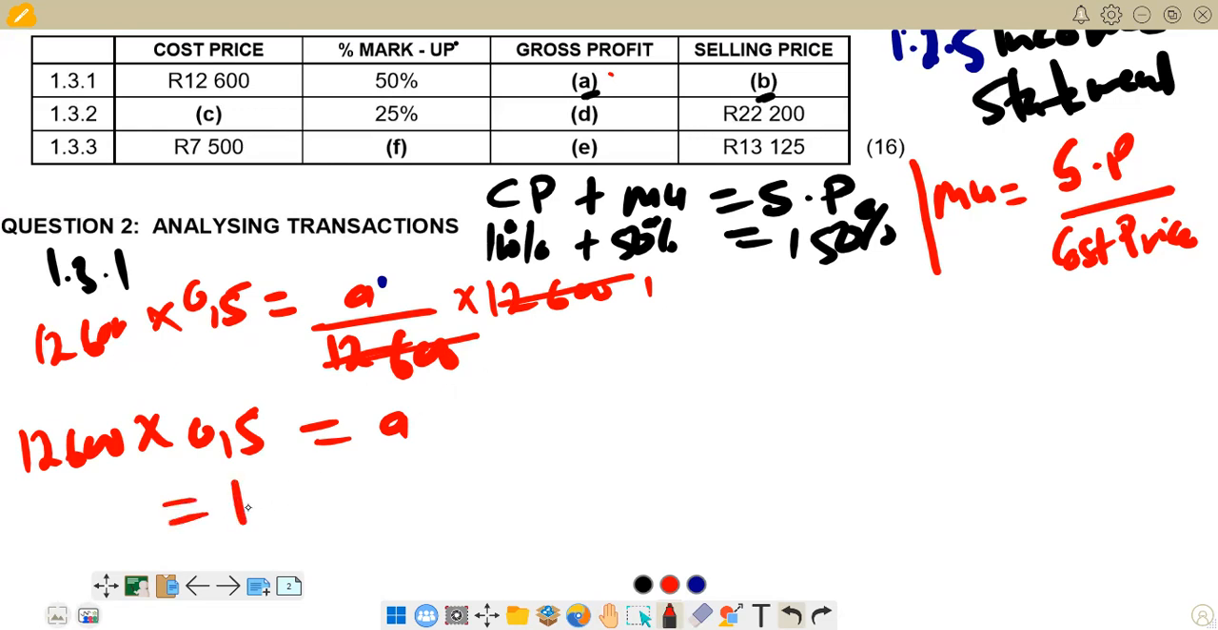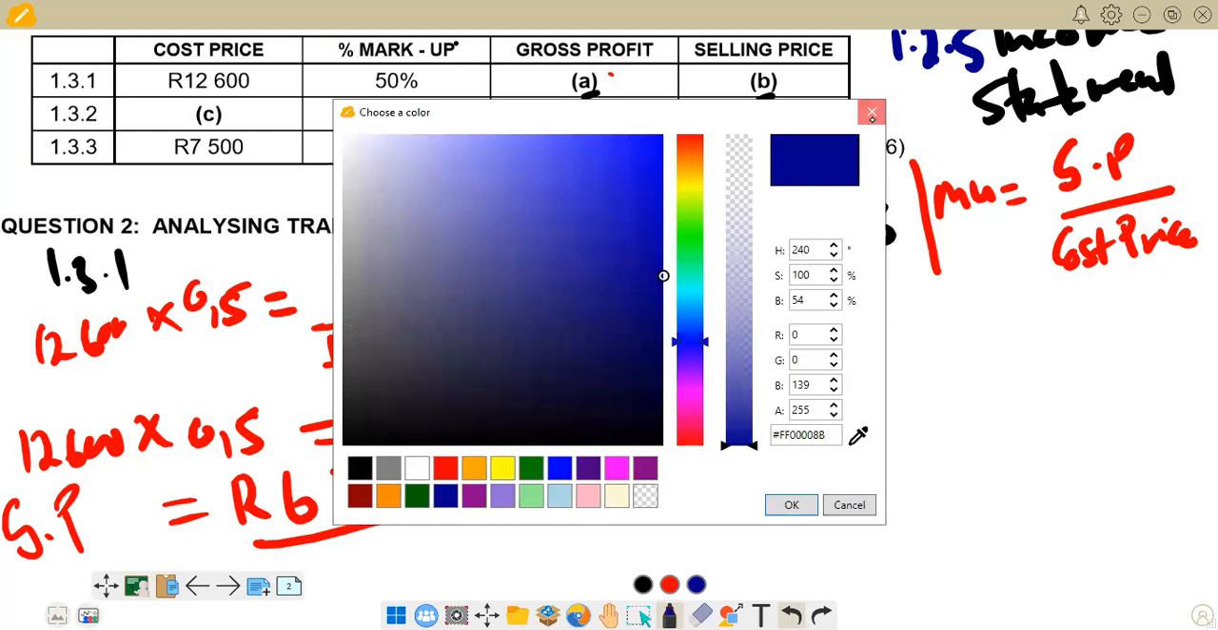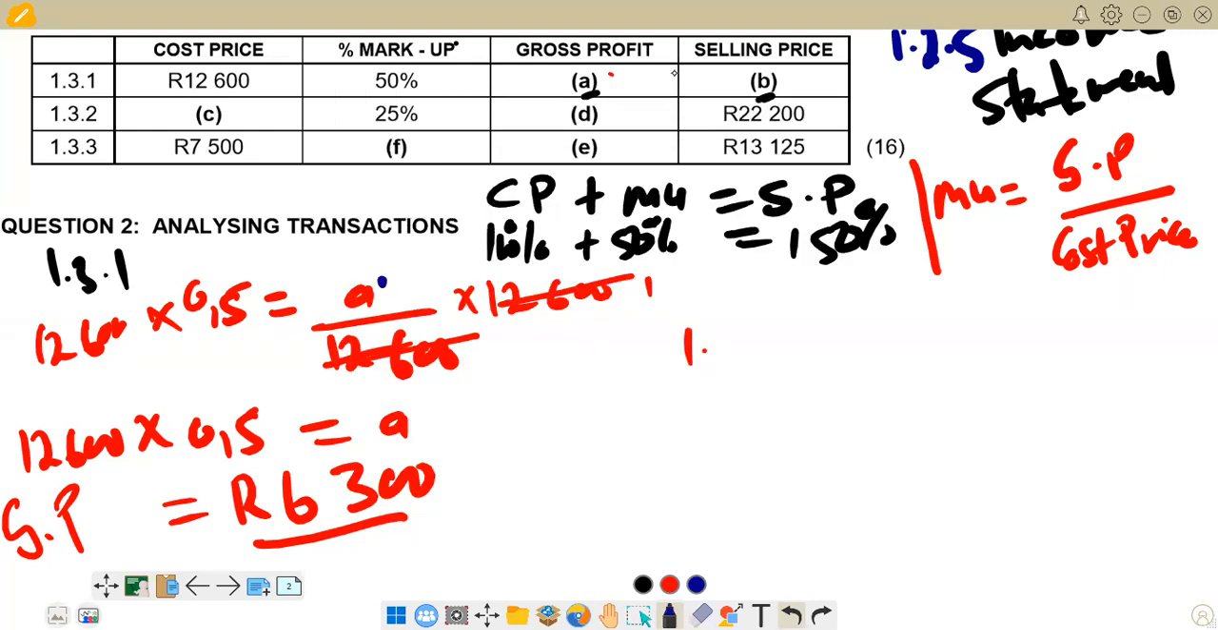So it means here we've got 6,300 rands. So this is what we have in terms of the solution of 1.3.1. So 6,300 rands becomes our gross profit. Then we can move on to the next one. Still on 1.3.1, we still need to find the figure for B. So let's try to find the figure for B.